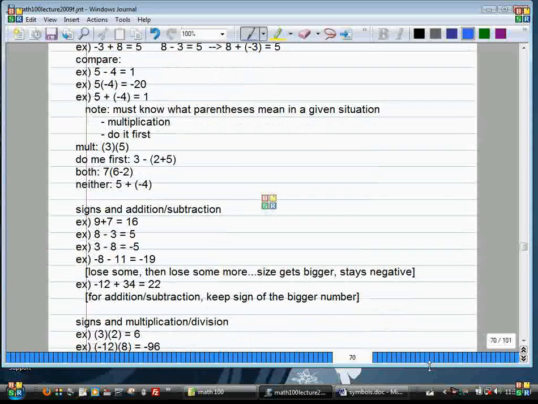So, for example, 3 times 2 is 6. That's easy. Negative 12 times 8 is negative 96. I'll tell you the way that I do this in my head. I say, what is 8 times 12? 8 times 12 is 96. Now, what should the sign of the answer be? The sign should be negative.